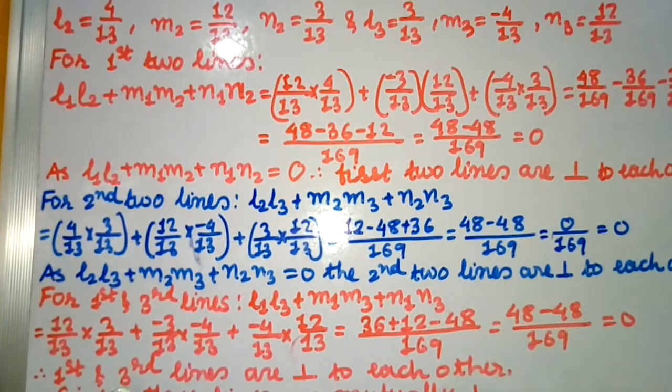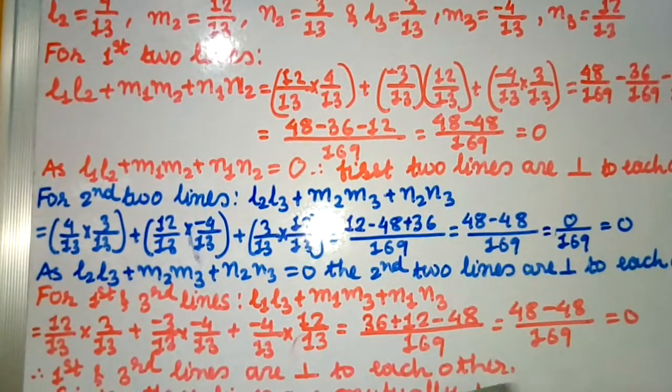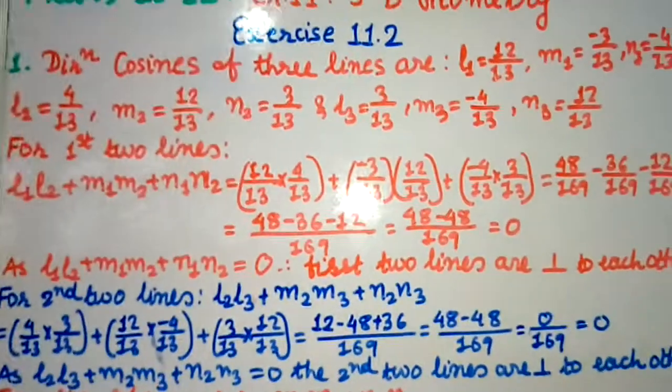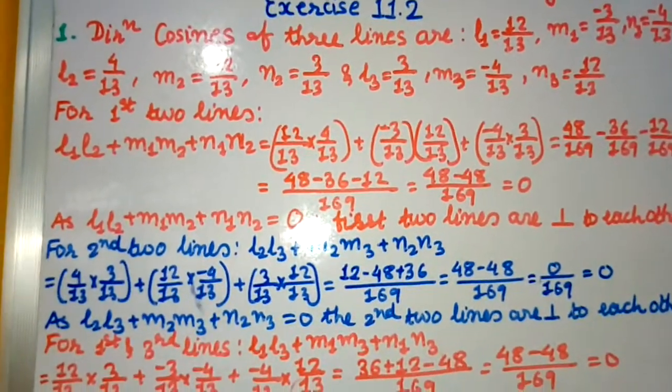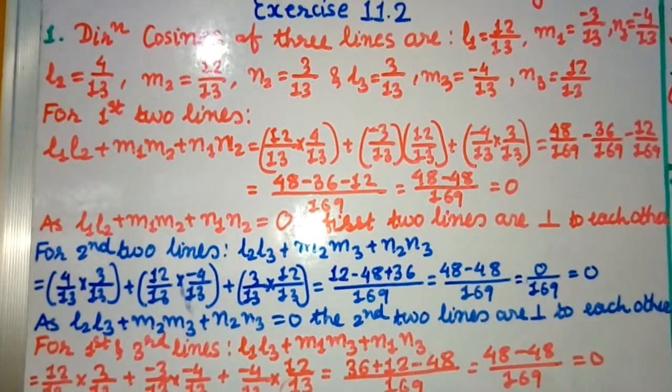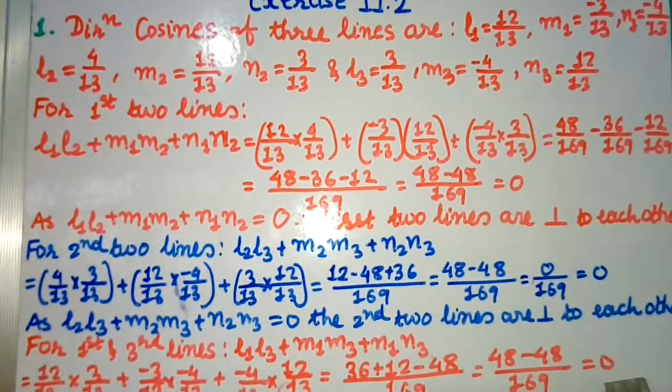That means the first and second lines are also perpendicular to each other. Now we have shown the first and second lines, and here the first and third lines. The first and third lines are also perpendicular to each other. Why? Because this value equals 0.